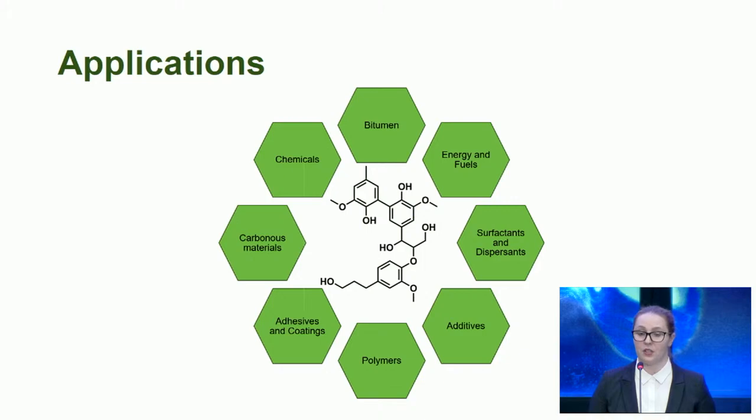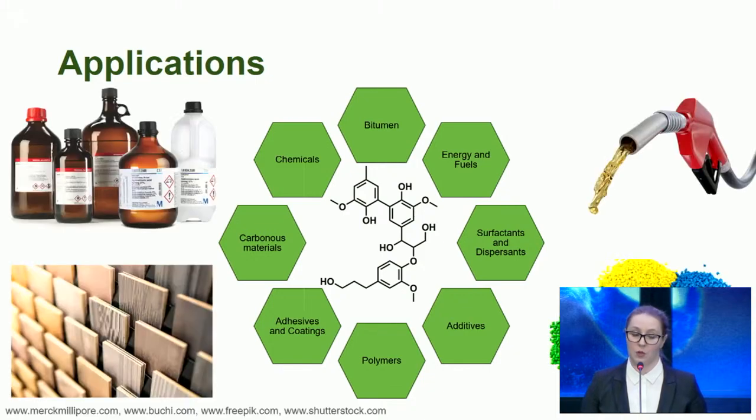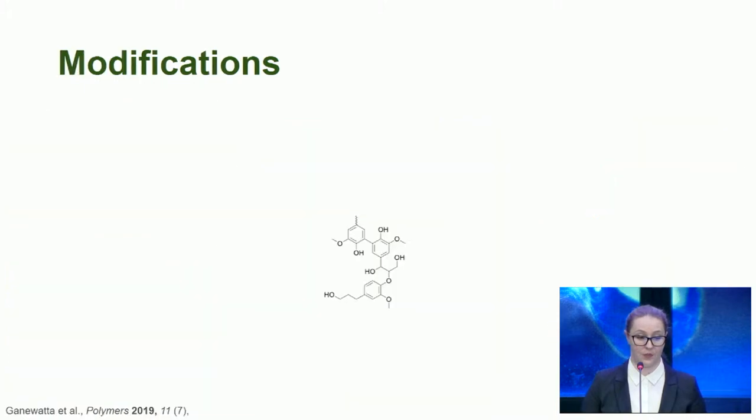The most obvious alternative use of lignin is to depolymerize it and use it as a source for chemicals. But lignin as such can be used also in polymeric materials, can be used as surfactant, dispersant, as a precursor for carbonous materials. In fact, the applications of lignin are quite broad, and we should not concentrate on just burning it for energy, and we should really focus on applying lignin as such or in depolymerized form.